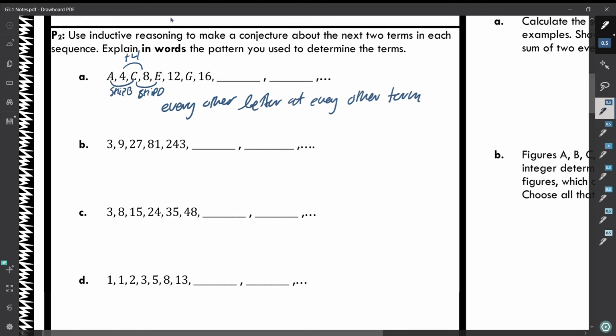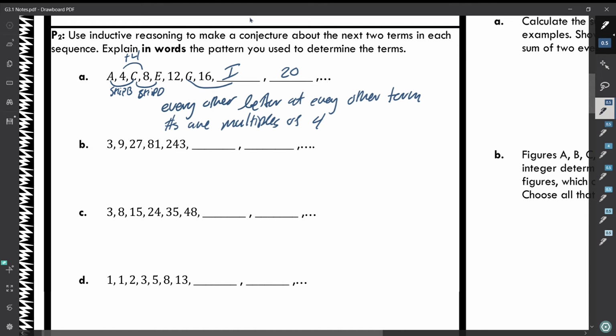Okay, and then the numbers are multiples of 4. 4, then 8, then 12 is the next multiple of 4, then 16. So we skip H and we go to I. Then our next multiple of 4, we have a number here, will be 20. So in my words, the pattern I see is every other letter at every other term, and then the numbers that we have are multiples of 4.